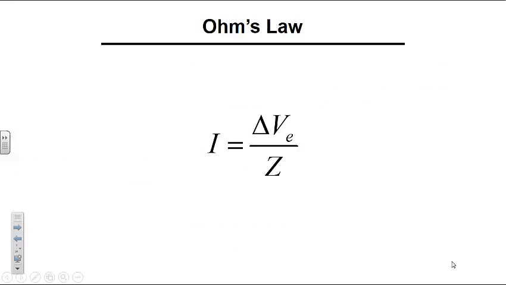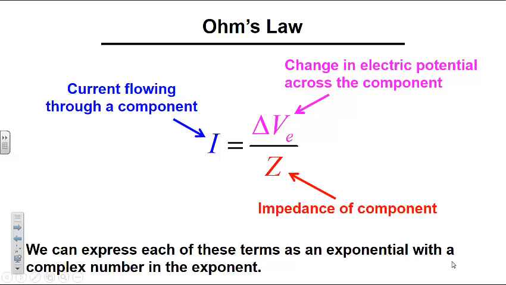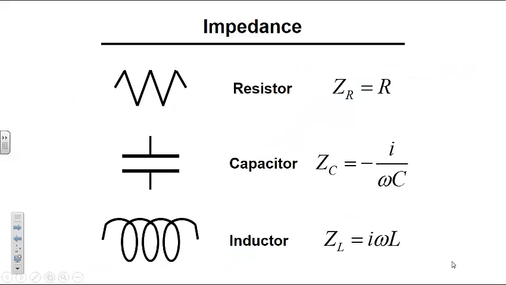This is the equation for Ohm's law. It relates the current flowing through a component of an electric circuit to the change in electric potential across that component and the impedance of that component. Each term in this equation can be expressed as an exponential with a complex number in the exponent.